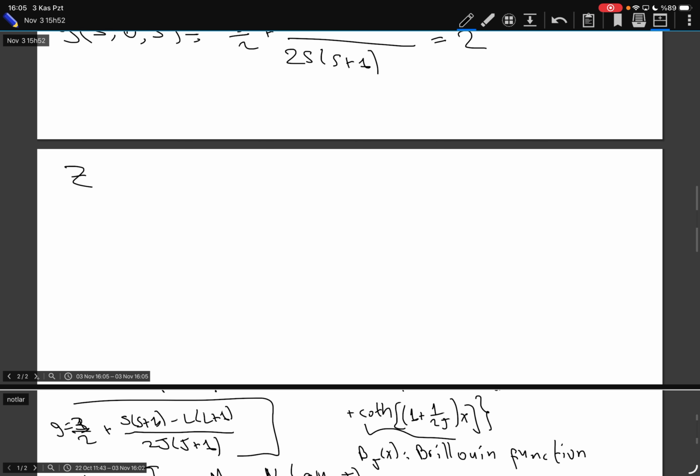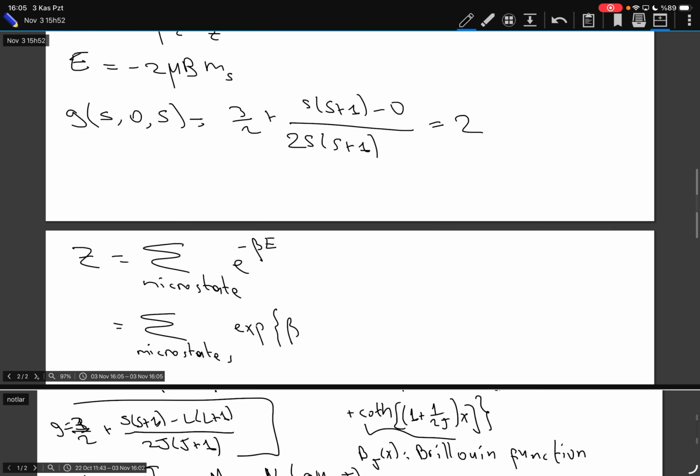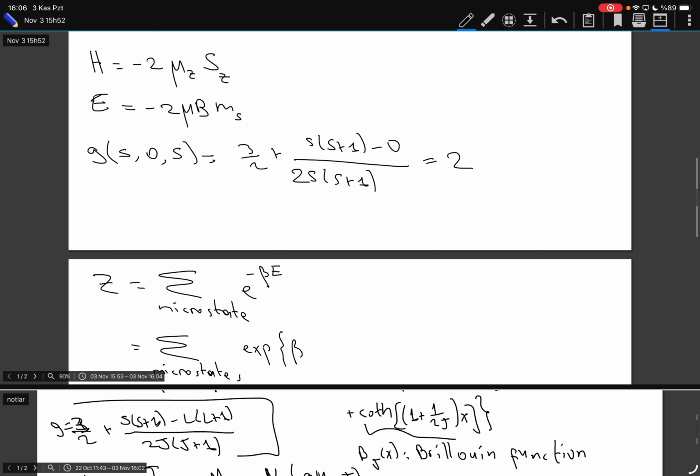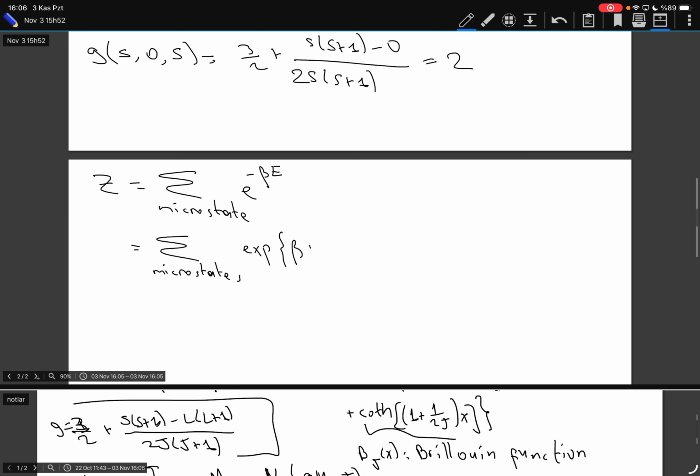The partition function is the sum over all microstates of e to the power minus beta E. Well, this is our E. There's a minus sign over there, so we get the exponent of beta mu_B m_j.